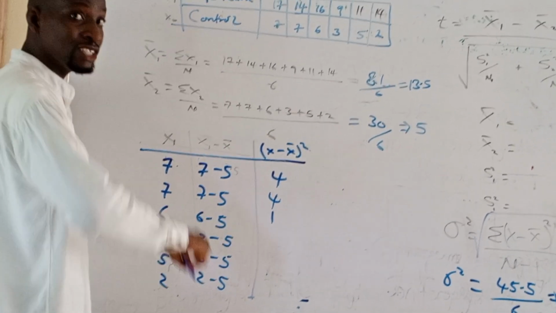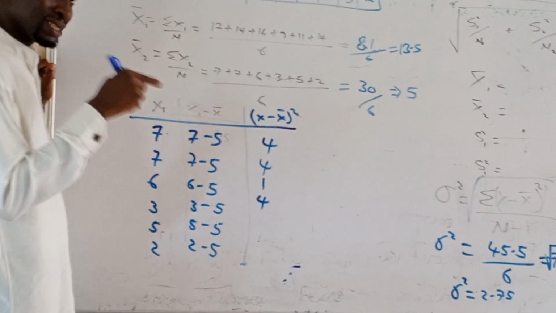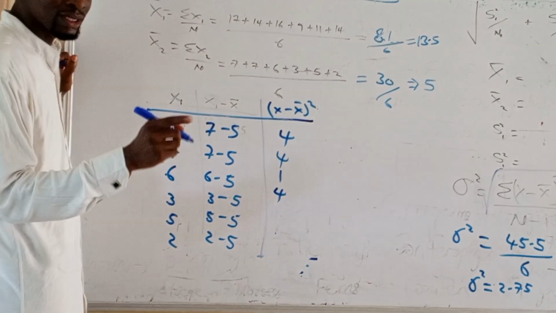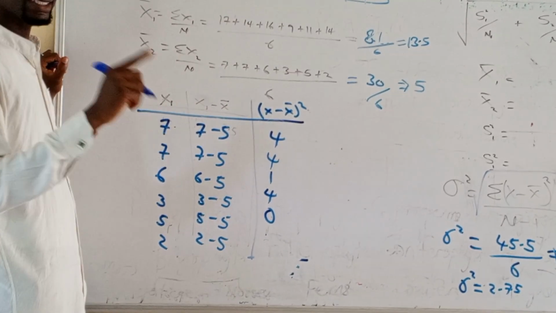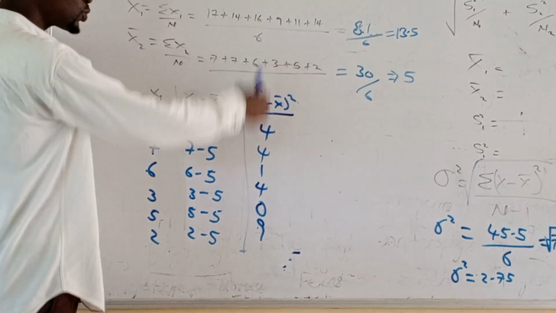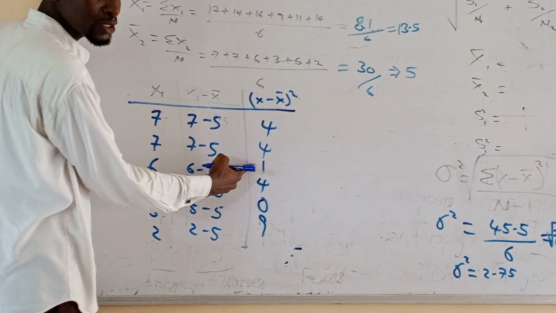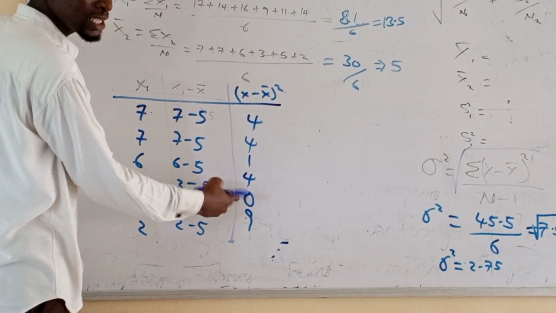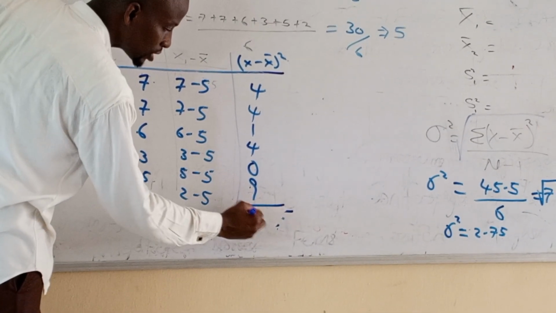3 minus 5 is minus 2. Minus 2 square will give you 4. Take note, that negative sign will be eliminated. 5 minus 5 is 0. 0 square will also give you 0. Then 2 minus 5 is minus 3. Minus 3 square will give you 9. So let us now sum this. 4 plus 4 is 8, plus 1, 9, plus 4, 13. 13 plus 0 is 13. While 13 plus 9 will give you 22.